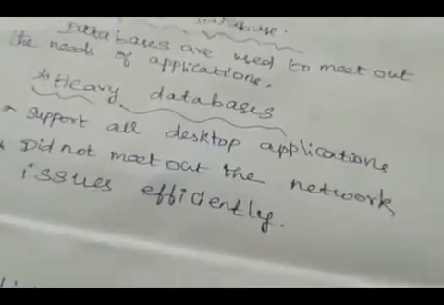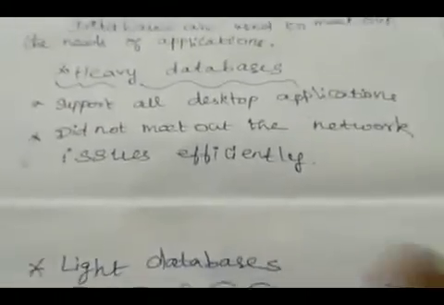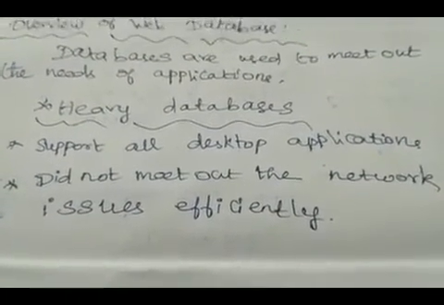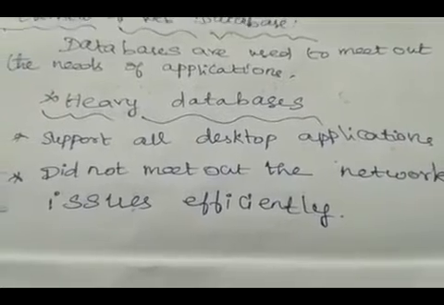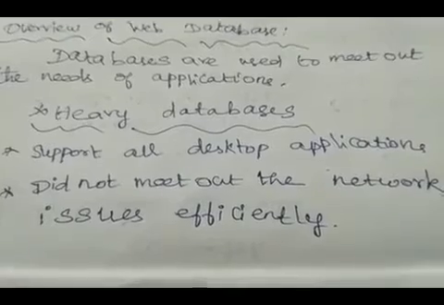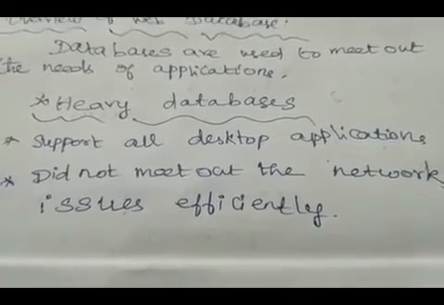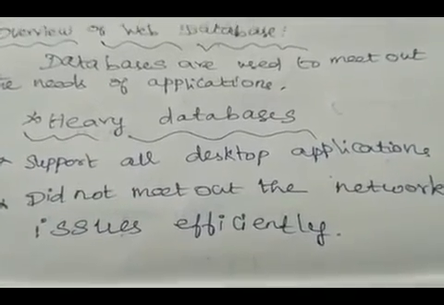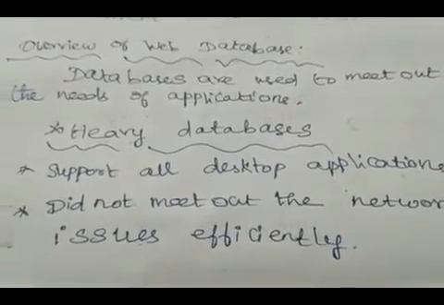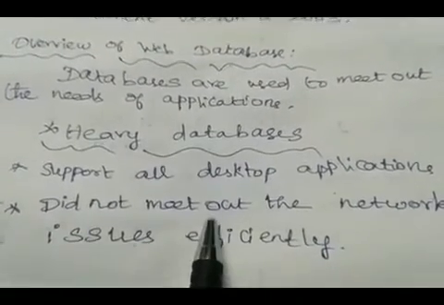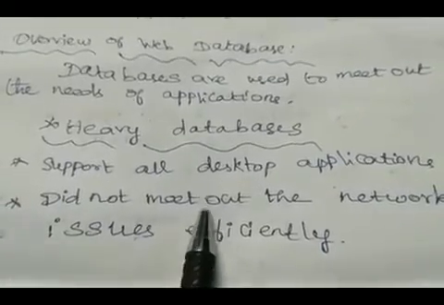And then these databases are divided into two types: heavy databases and light databases. Heavy databases support only desktop applications, and they are not able to manage network issues. But nowadays, due to the rapid growth of web domains, websites and applications, they are converting desktop applications into web applications. So heavy databases are unable to meet the problems that occur in the network. This is the drawback of heavy databases, which can manage only desktop applications.